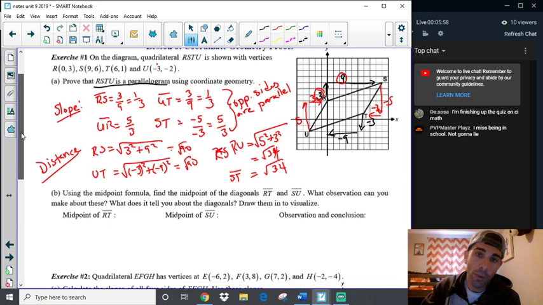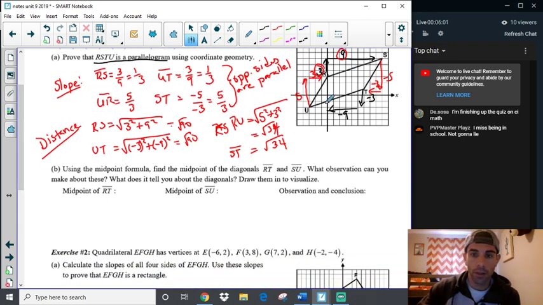Now, that's not the only way. We could also use the diagonals. So if I drew diagonals here, what's true is diagonals of a parallelogram bisect each other. So if they bisected, what is this? They're going to share a midpoint.